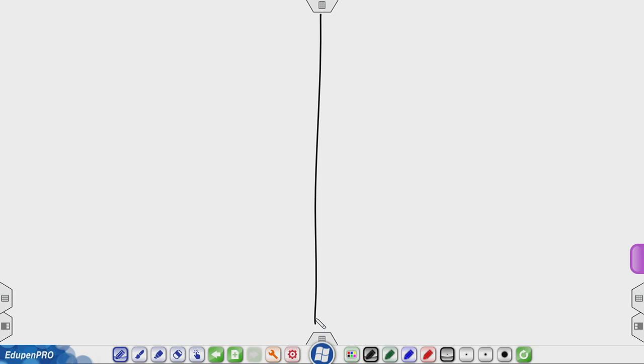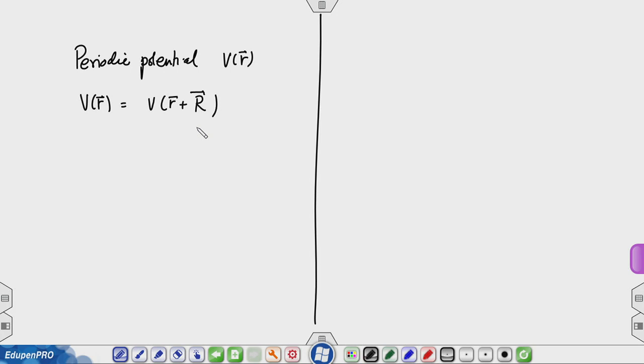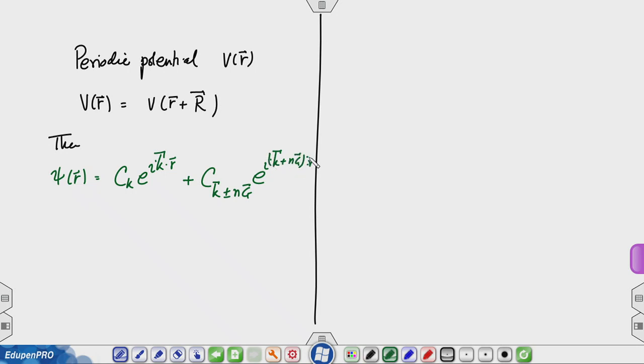What I showed you yesterday, and rather argued, is that if you have electrons in a periodic potential V(r), where V(r) is periodic with respect to crystal distances, then for the wave function you mix the plane waves e^{ik·r} for any k, and the other one that we mixed was k plus or minus nG, e^{i(k+nG)·r}.